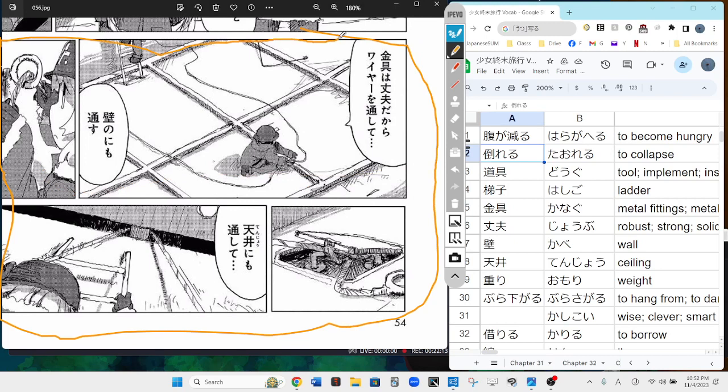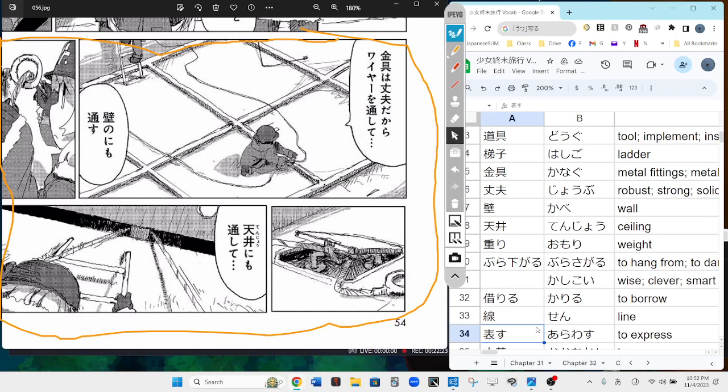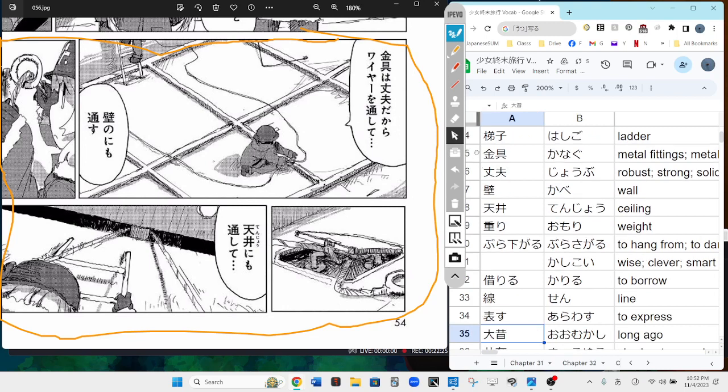Okay, what's... Kane, kingyo, kingu, kingu, or kanagu. Kane, there's this. Okay, kanagu, metal fittings. Kanagu, what's a metal fittings? Is it like the metal bar? Yeah, in this context. Okay.